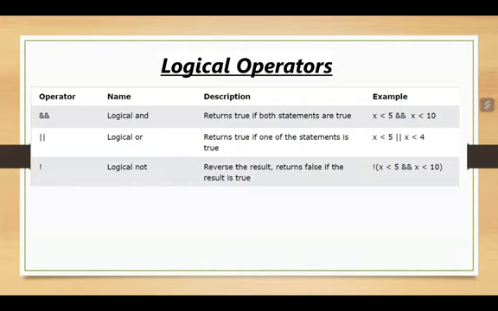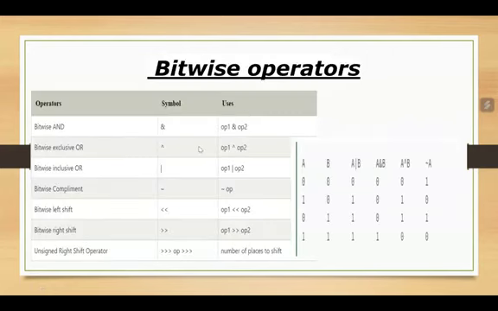Coming to logical operators: logical and, logical or, logical not. Logical and returns true if both statements are true. For example, here x is greater than 5 and x is greater than 10, so the logical output will be true. Example here.